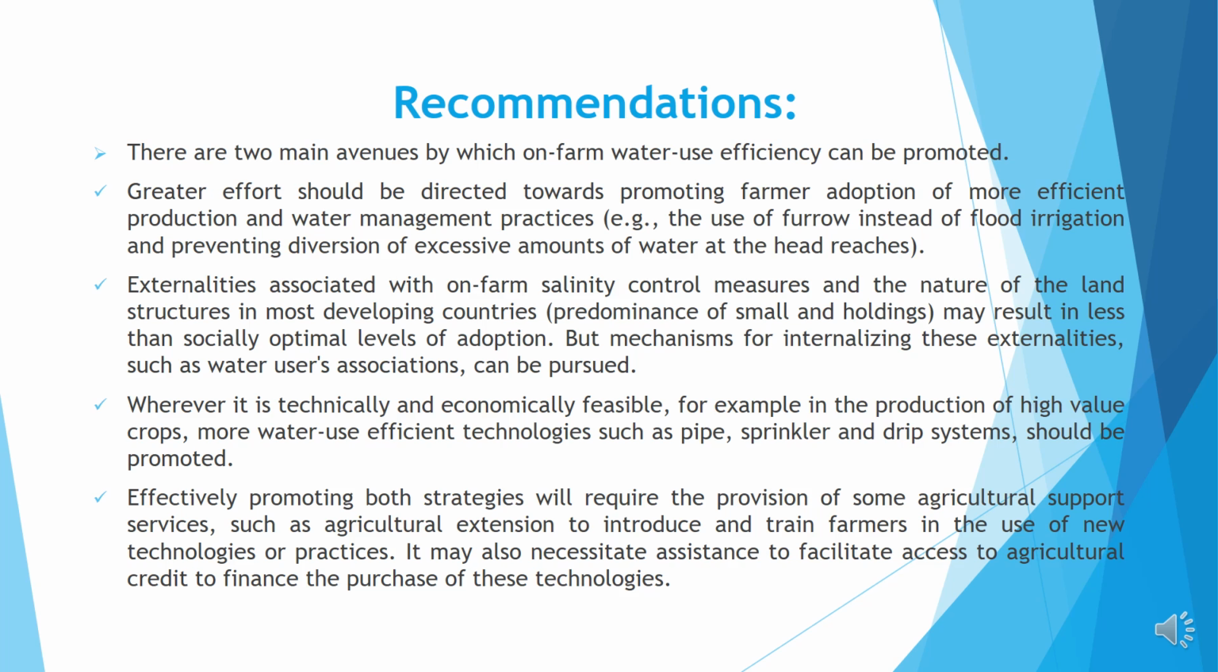Wherever it is technically and economically feasible, for example in the production of high-value crops, more water use efficient technologies such as pipe, sprinkler, and drip systems should be promoted. Effectively promoting both strategies will require the provision of some agricultural support services, such as agricultural extension to introduce and train farmers in the use of new technologies or practices.